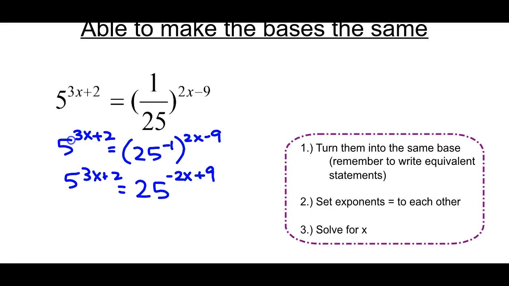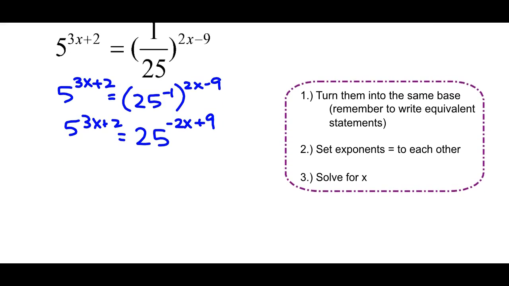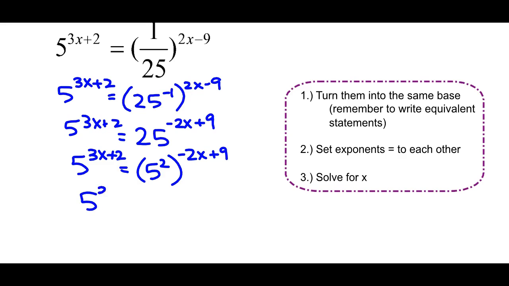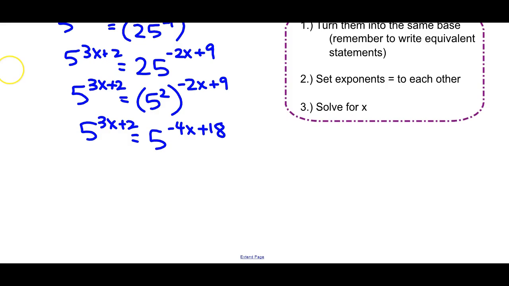And now I still don't have the bases the same, but I do know that 25 happens to be 5 to the second power. So I have 5 to the 3x plus 2 equals 5 to the second, to the negative 2x plus 9. Again, multiply those exponents, and you get 5 to the negative 4x plus 18. Now that we have the bases the same, we set those exponents equal to each other. So 3x plus 2 equals negative 4x plus 18.